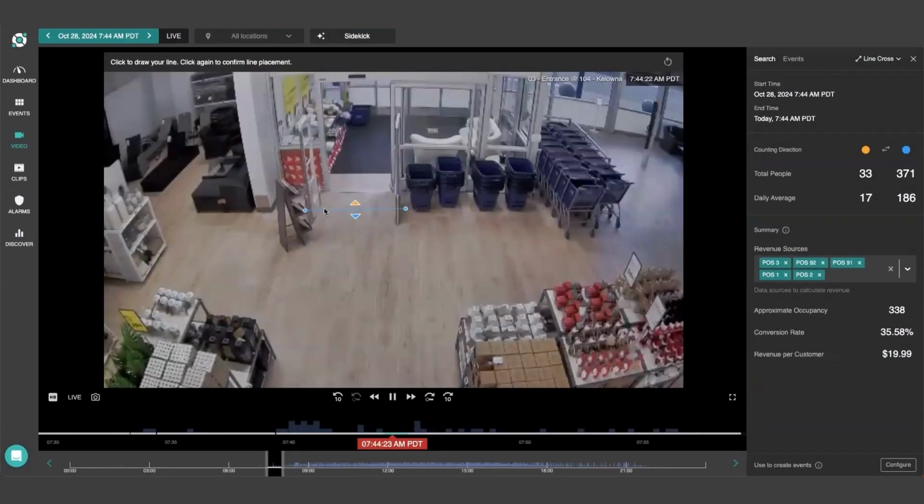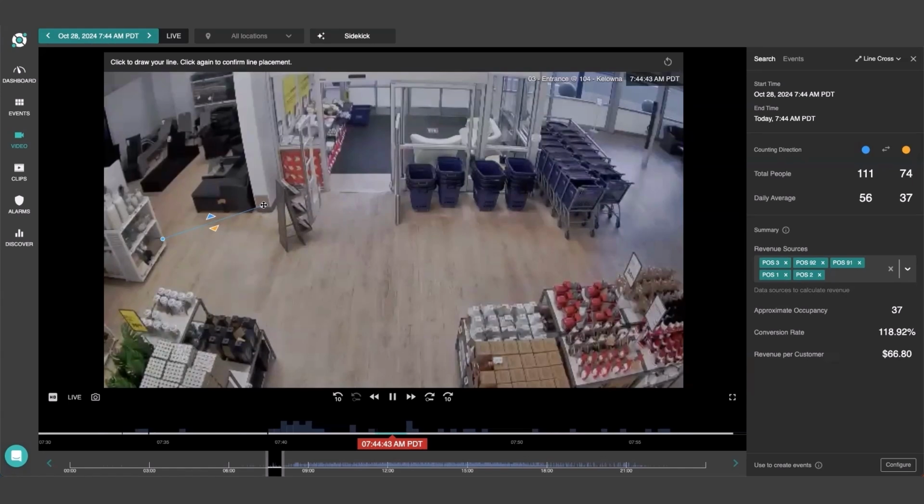So with the line cross tool, it's as simple as drawing a line on the video frame near the entrance in this case, and we'll immediately tell you how many people cross that line in either direction. Now I can take that very same line and draw it over here near the aisle and show you how many people went into that aisle.